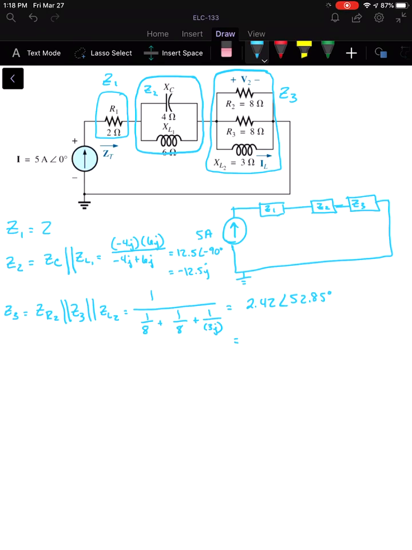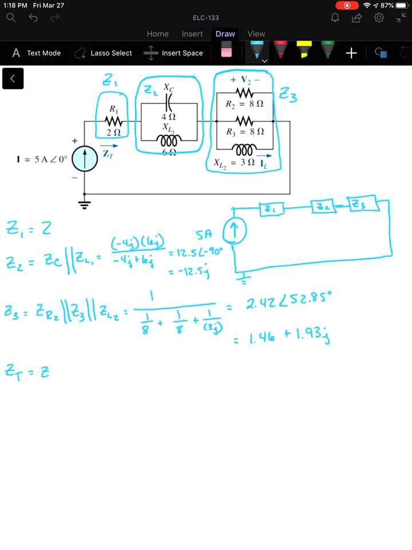Let me work that out for you in rectangular form in case that's what you're working yourself here. Okay, so in rectangular form, that should be 1.46 plus 1.93 times J. Okay, so whichever version you use is fine.